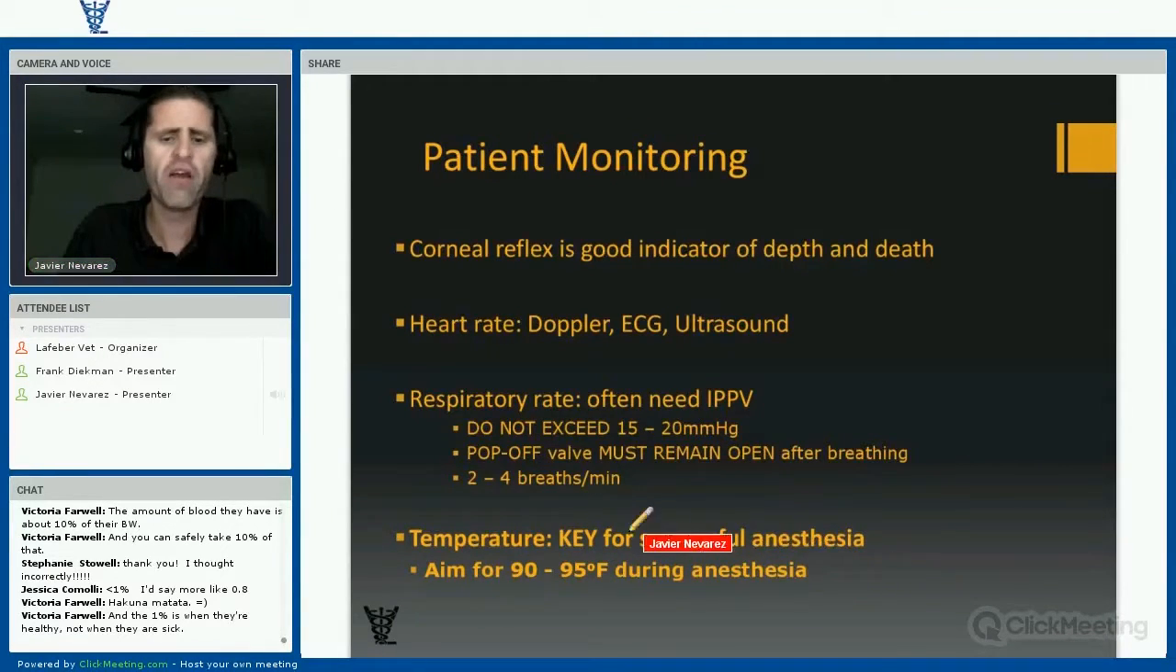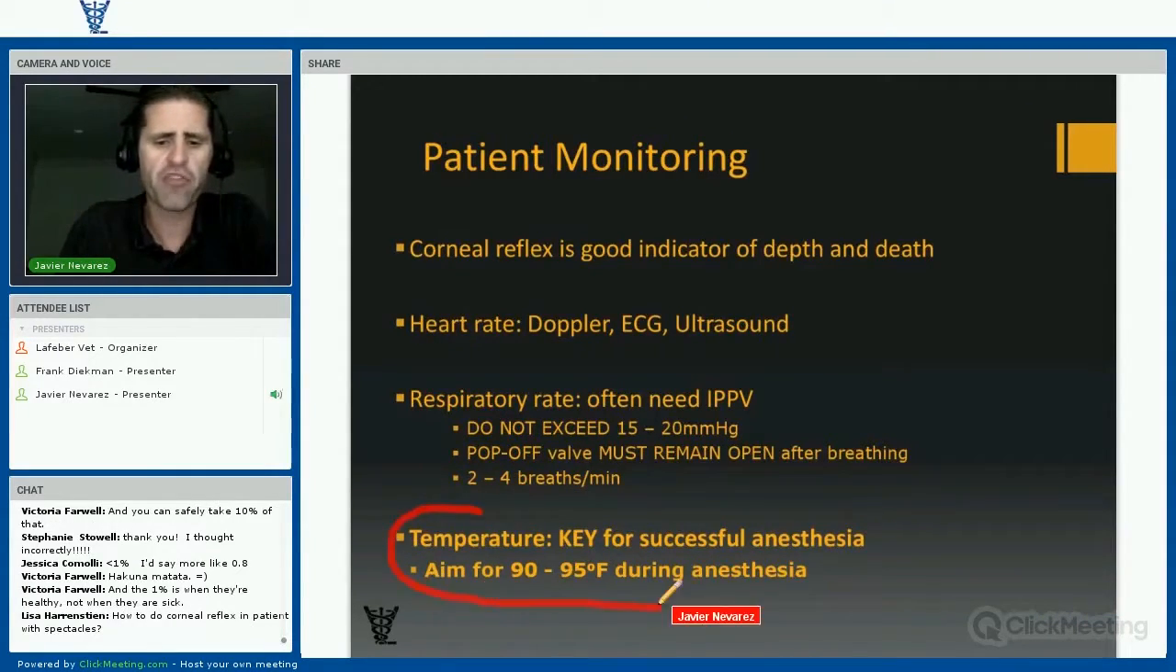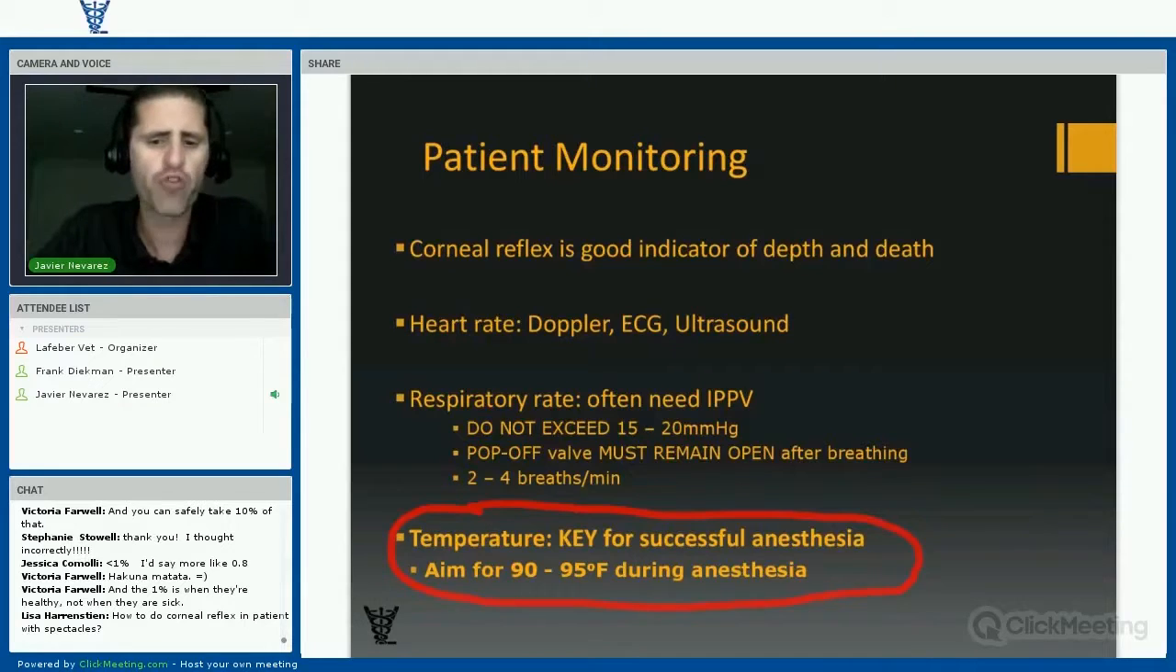Respiratory monitoring, like everything else, obviously make sure that pop-off valve is open. Two to four breaths per minute is typically enough for these animals. And this is a big, big take-home message right here, and I think one of the biggest keys to successful anesthesia in reptiles. You have to keep them warm. You have to keep them warm before, during, and after the procedure.